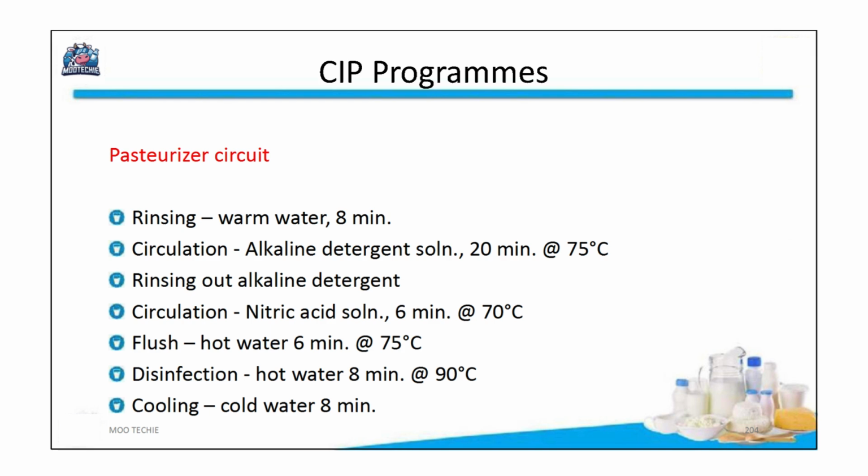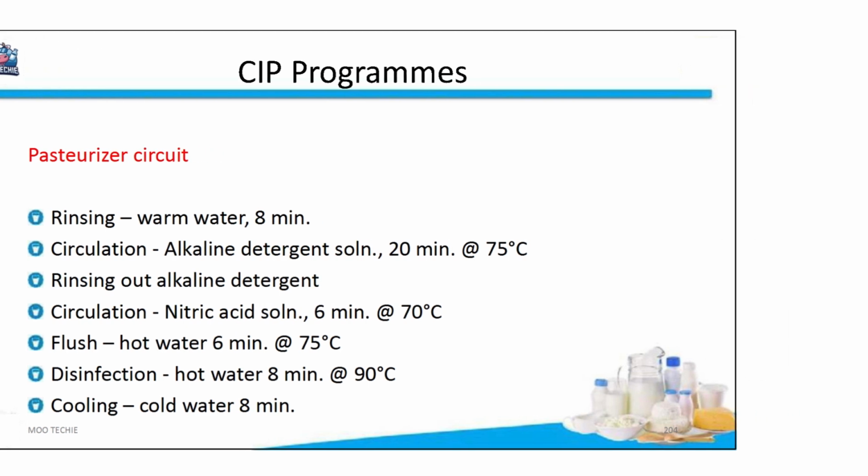Then a nitric acid solution is circulated for 6 minutes at 70 degrees Celsius. The system is then flushed with hot water for 6 minutes at 75 degrees Celsius. Disinfection is done with hot water for 8 minutes at 90 degrees Celsius. Finally, the circuit is cooled with cold water for 8 minutes.